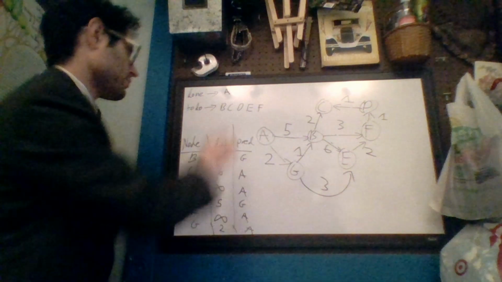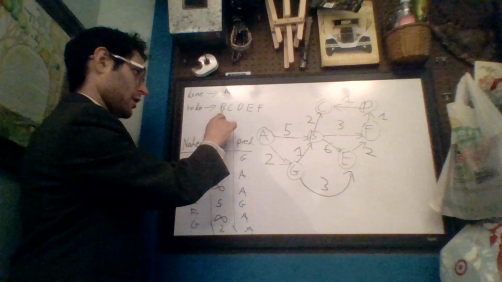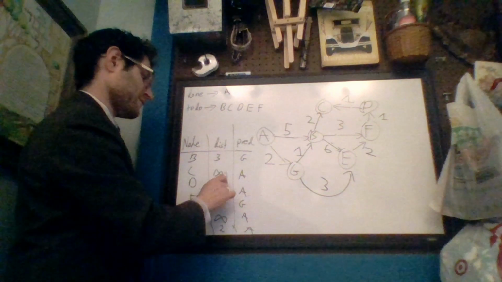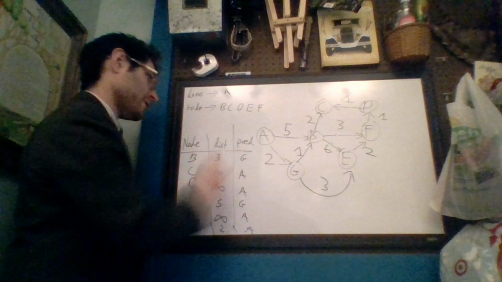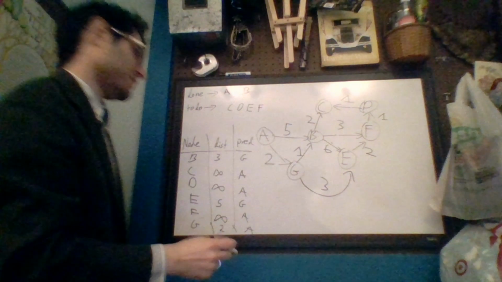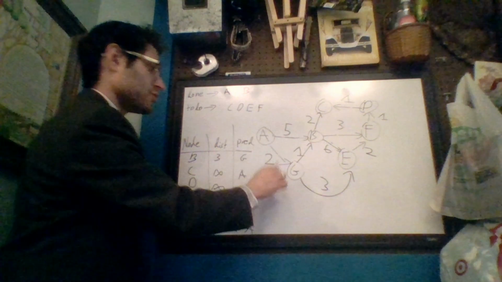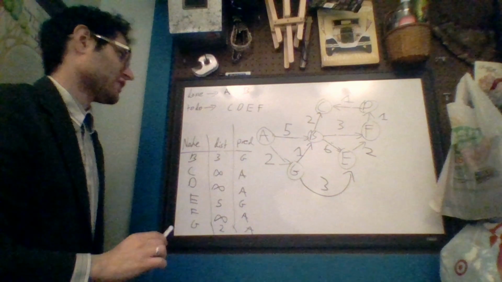Now we go through our to-do list again and ask which of these has the cheapest cost. B has a cost of 3, which beats infinity, 5, and infinity, so B has the cheapest cost. Let's say we found the cheapest way to get to B, and look, that's true: 2, 1, the cheapest cost to get to B.